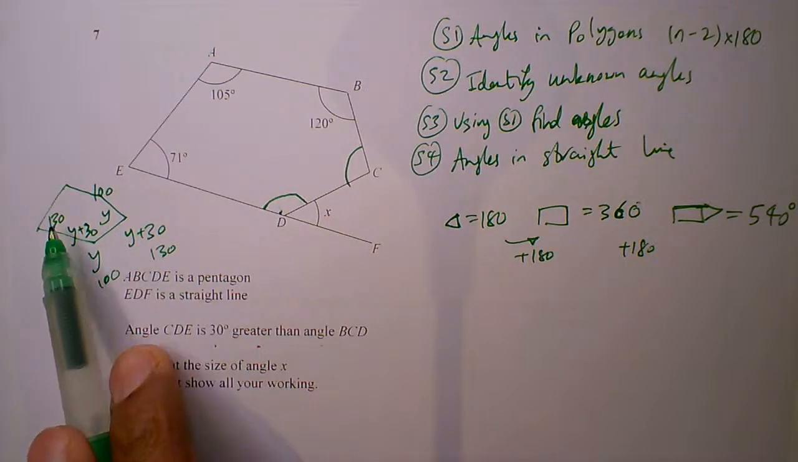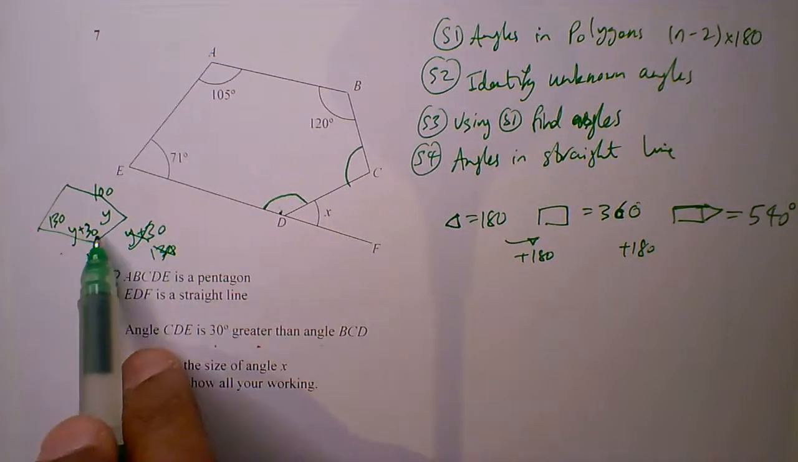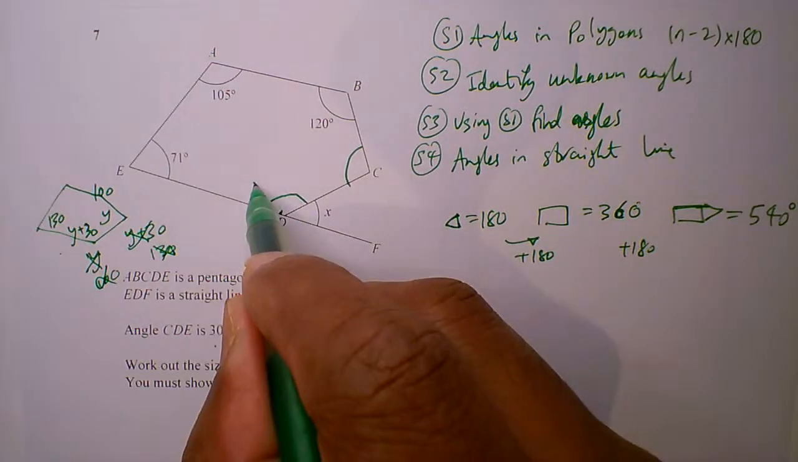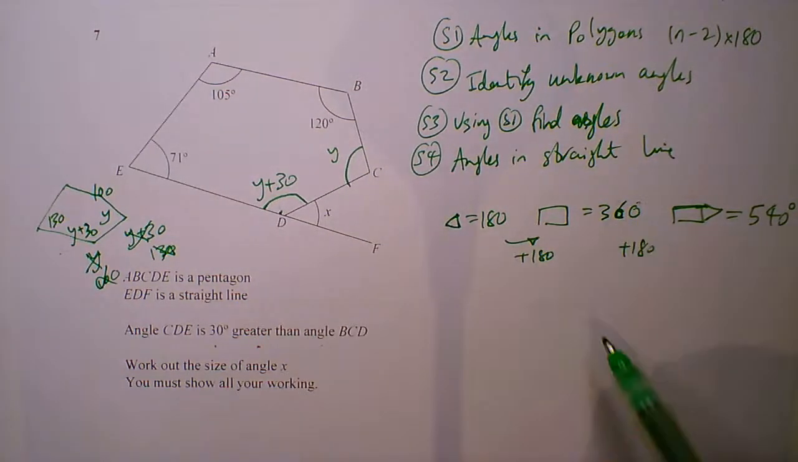So this one is bigger. It's the top one. So it's not this one. It's not this one. So that's how I can identify them. So let me write it here, Y plus 30, and this is Y. Okay, so that's that. I've identified which angle I'm using.